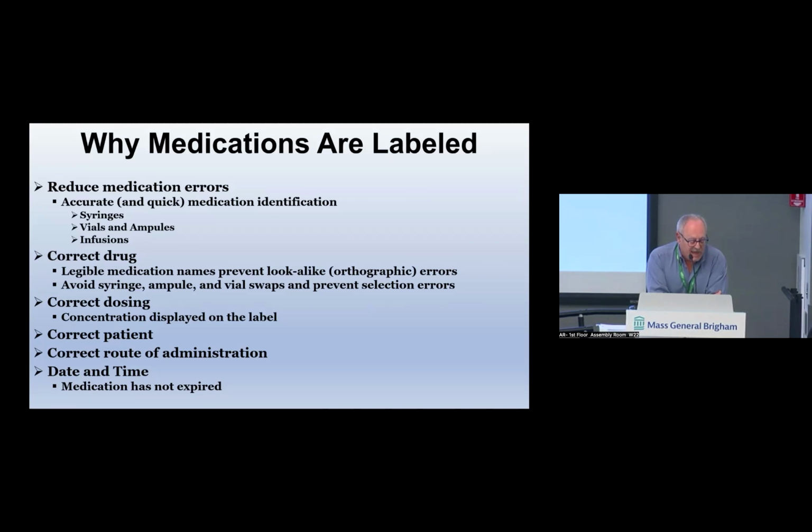Labels enable the accurate identification of medications to make sure that the correct drug is being given. In addition, having the concentration displayed on the label may make dosing errors less likely. Labels may also have additional information such as the patient's name and the route of administration, and that the medication is not beyond its expiration date.